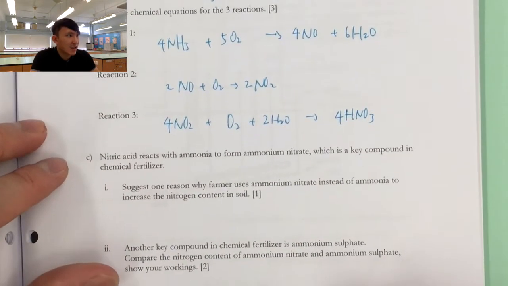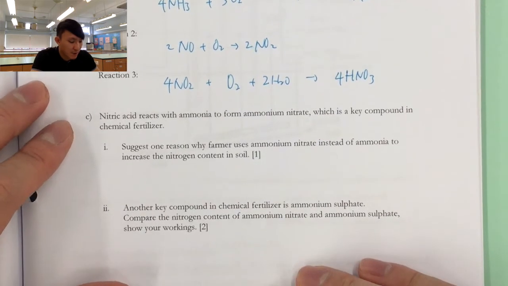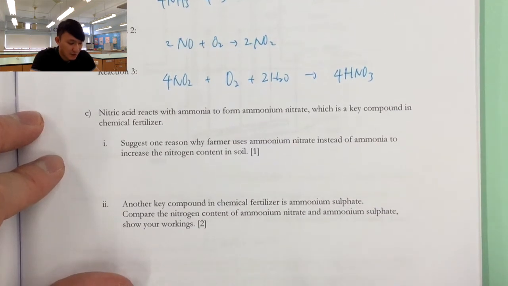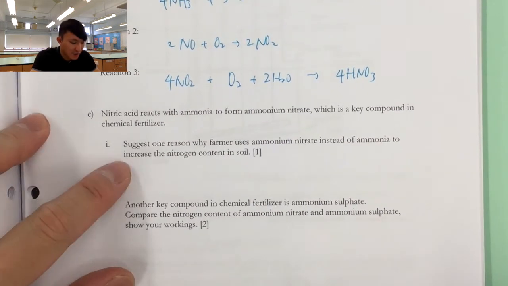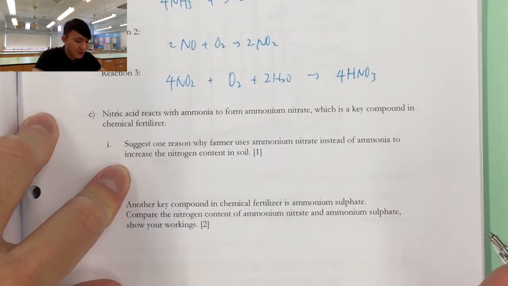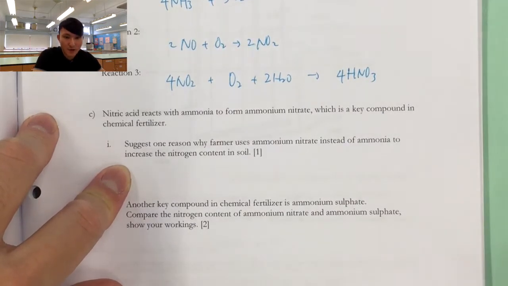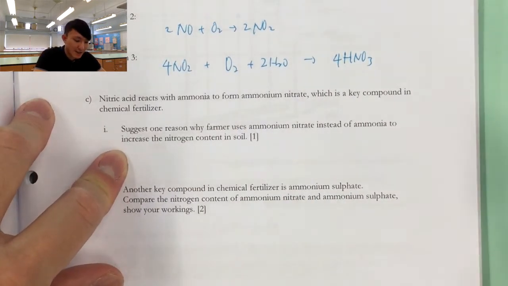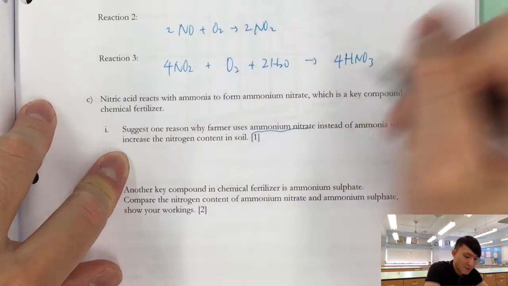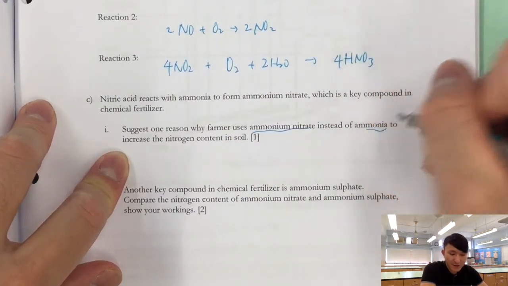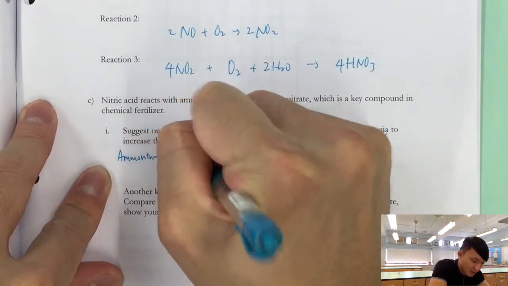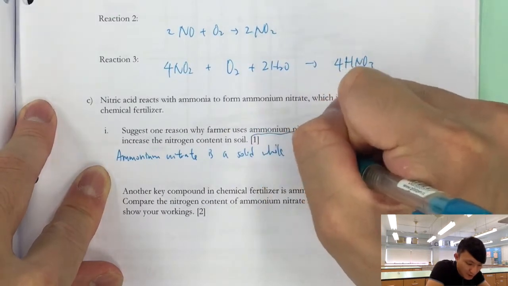Okay, so down here, nitric acid reacts with ammonia to form ammonium nitrate, which is a key compound in chemical fertilizer. Give one reason why farmers use ammonium nitrate instead of ammonia to increase the nitrogen content in soil. Of course, you can think about it in two ways. First of all, the convenience, and secondly, the safety aspect. Ammonium nitrate is a solid, while ammonia is a gas.